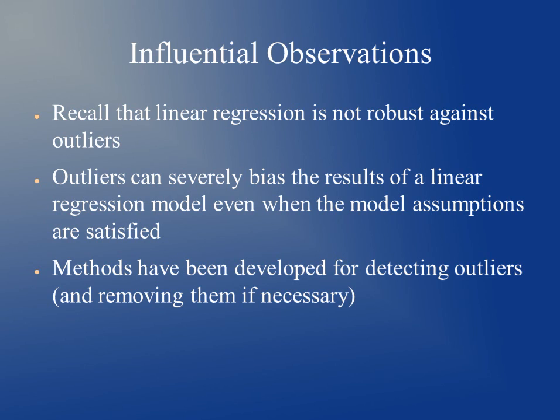As we recall, linear regression is not robust against outliers. If we have an outlier in our data, it can result in a bias of the linear regression model, even when the model assumptions are satisfied. If we remember from last time, the assumptions are that the errors are normally distributed with a mean of 0 and the same variance, and the x's are fixed, they're not measured with error. And the errors are also independent. And we have a linear model. So that's just a little quick review of what we learned last time.